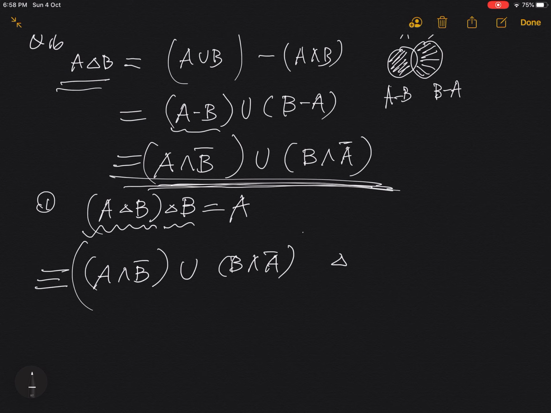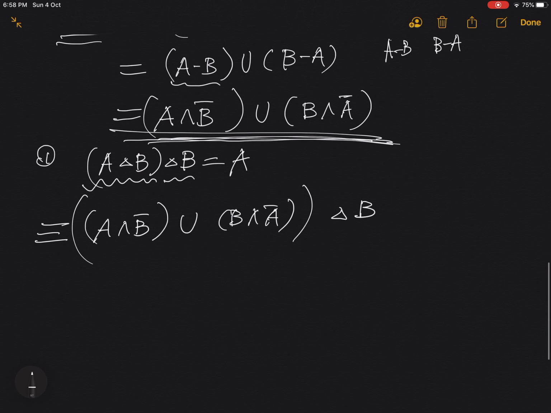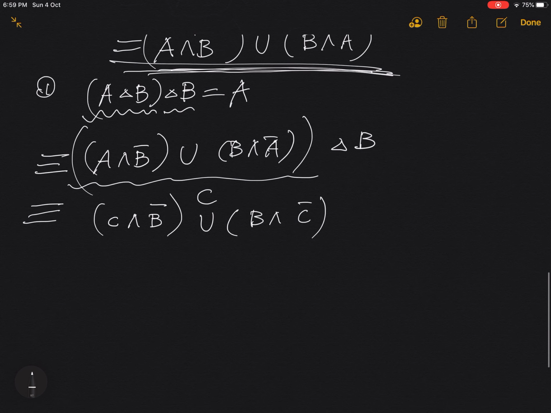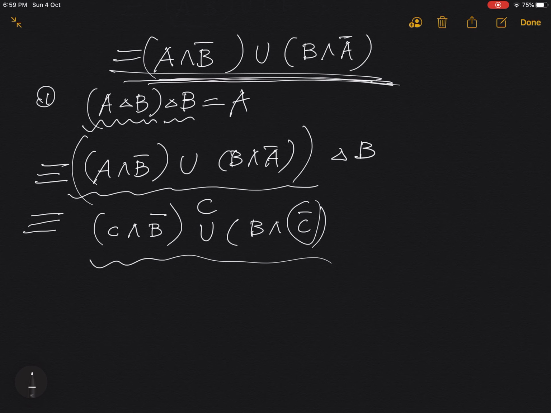And then we have a second delta. So here we can denote this as C. So we will have C and the complement of B, or B and the complement of C. So for this part, firstly we need to calculate the complement of C. Okay, so let's do it here.